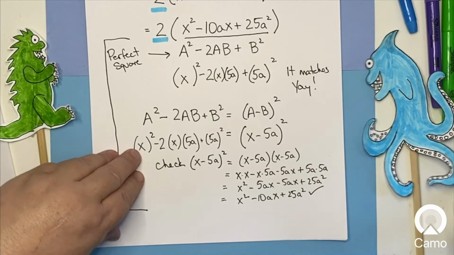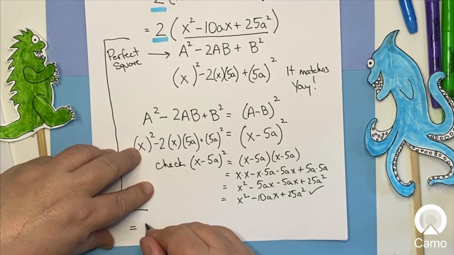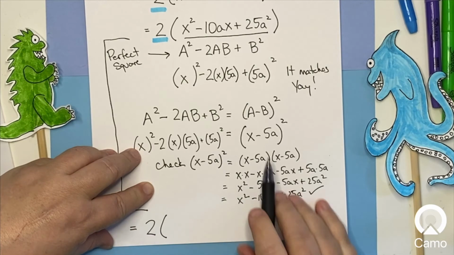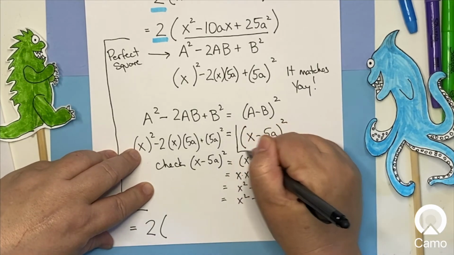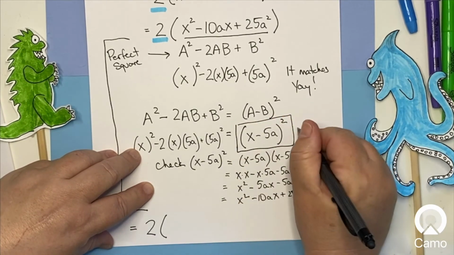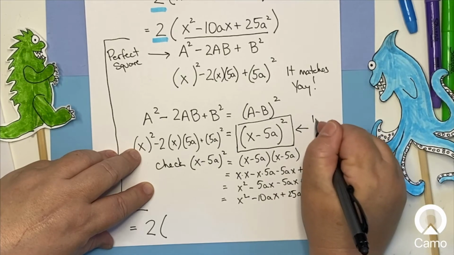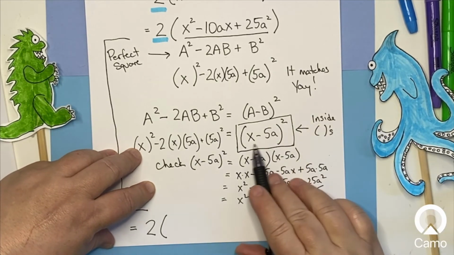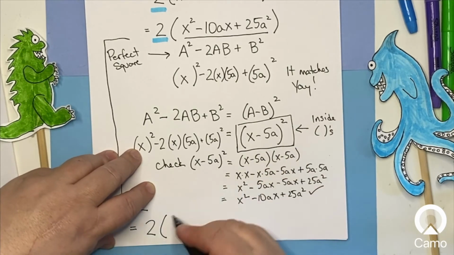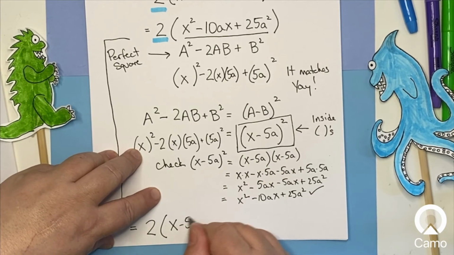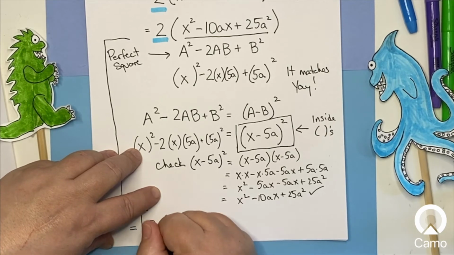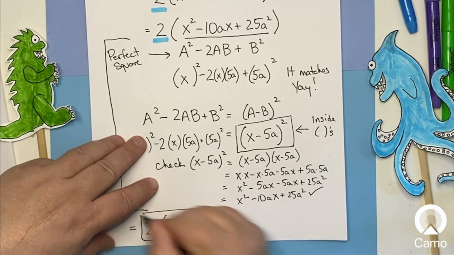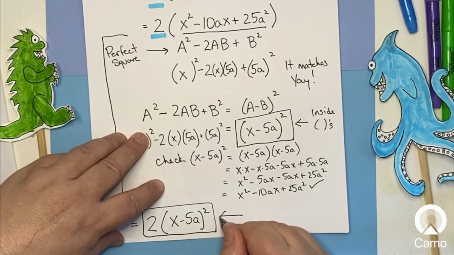So what you want to do in your final answer is don't forget the 2, but then also write so inside the parentheses, we've got this. So we've got x minus 5a, the quantity squared, and this is our final answer.